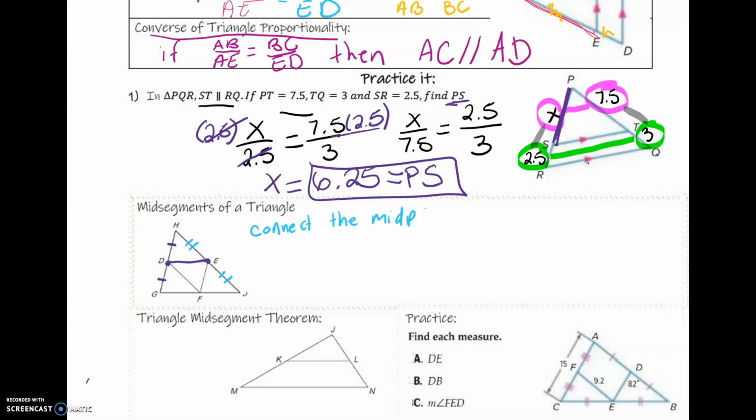Oops, almost there. It'll connect the midpoints. It also will be parallel to the opposite side of the triangle.